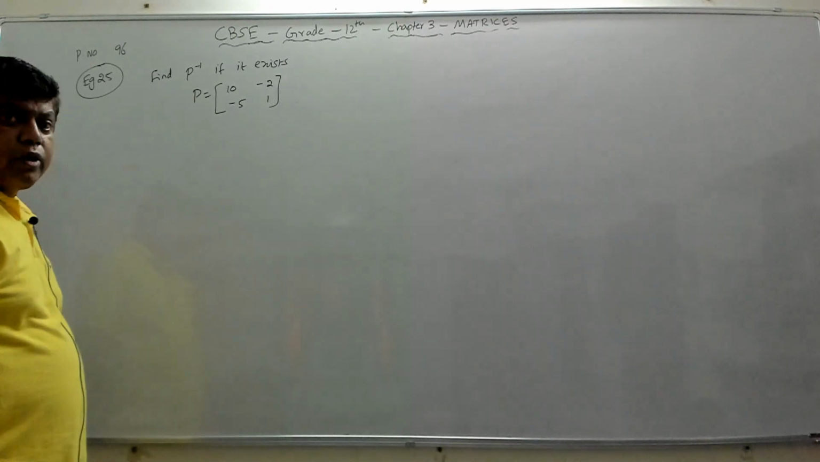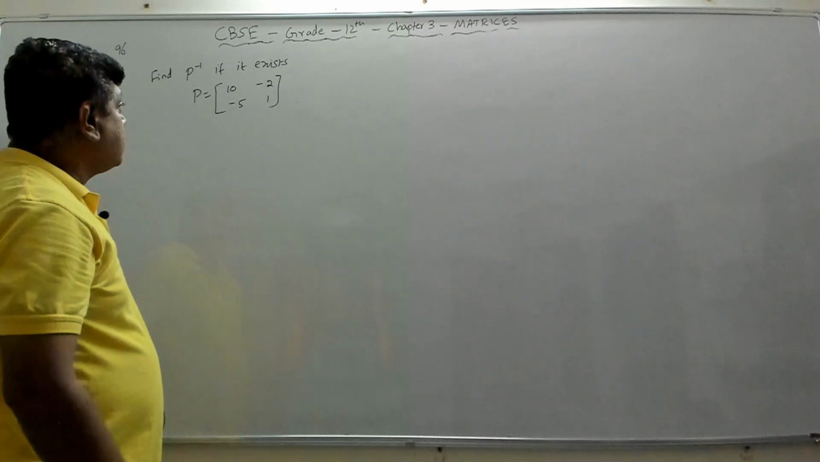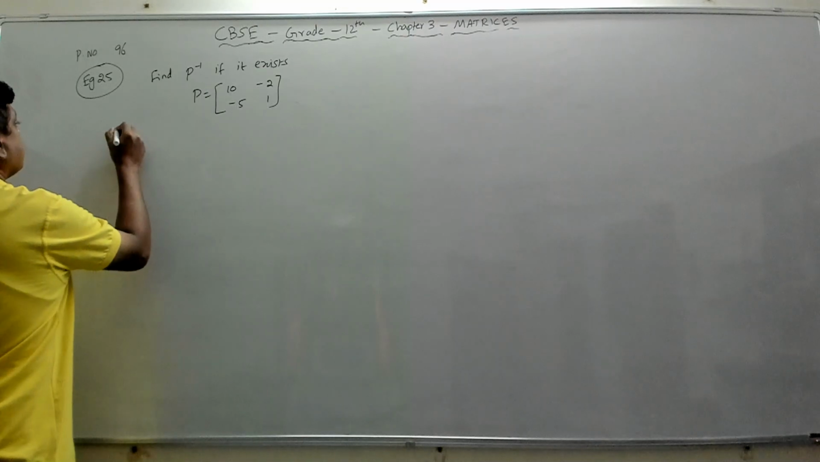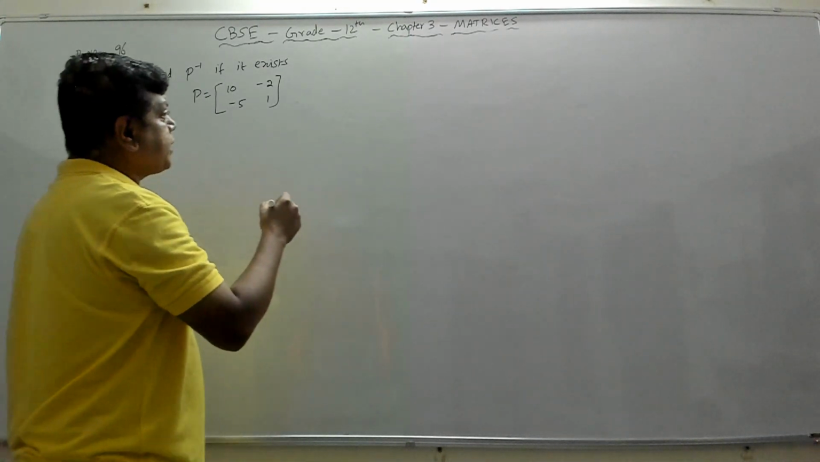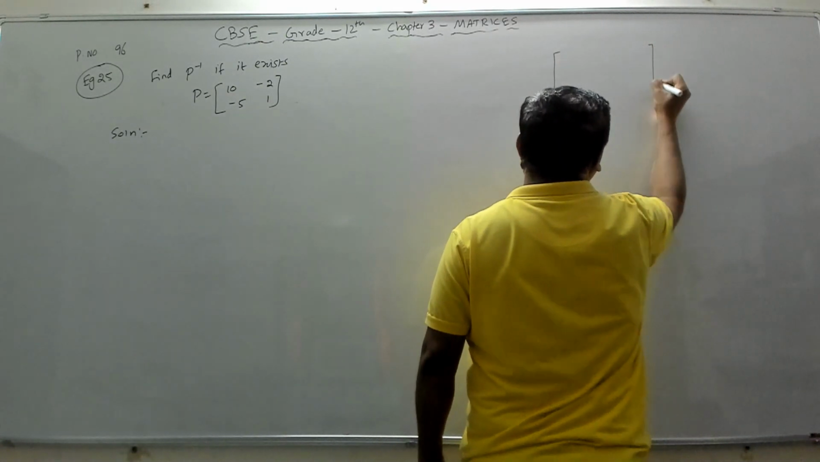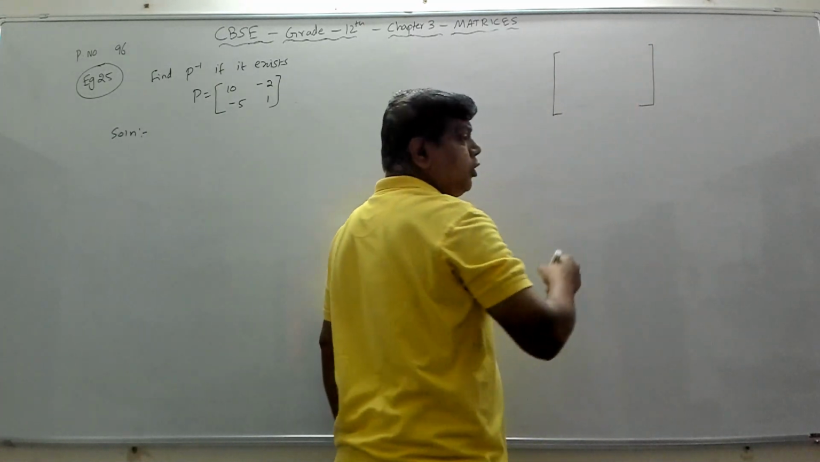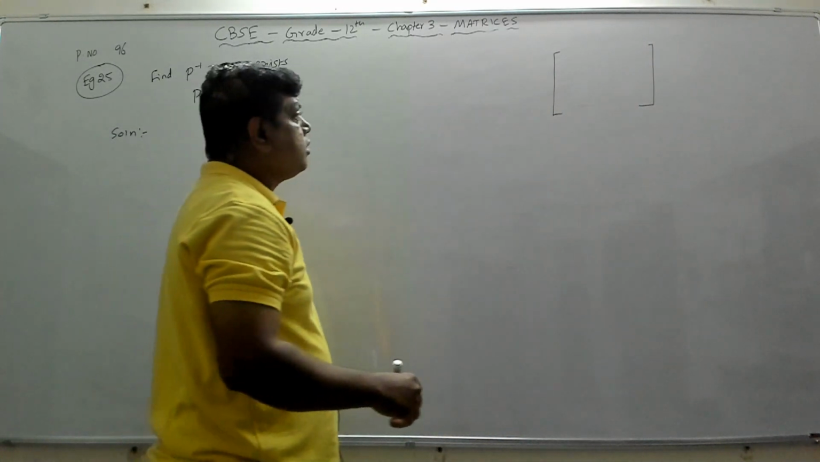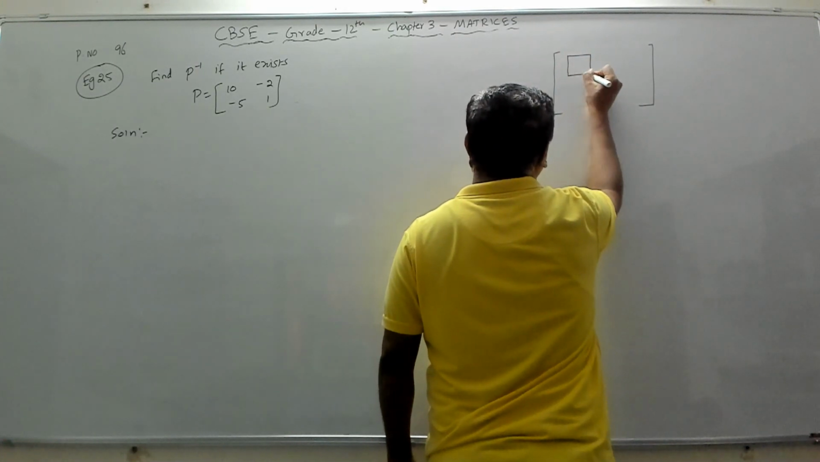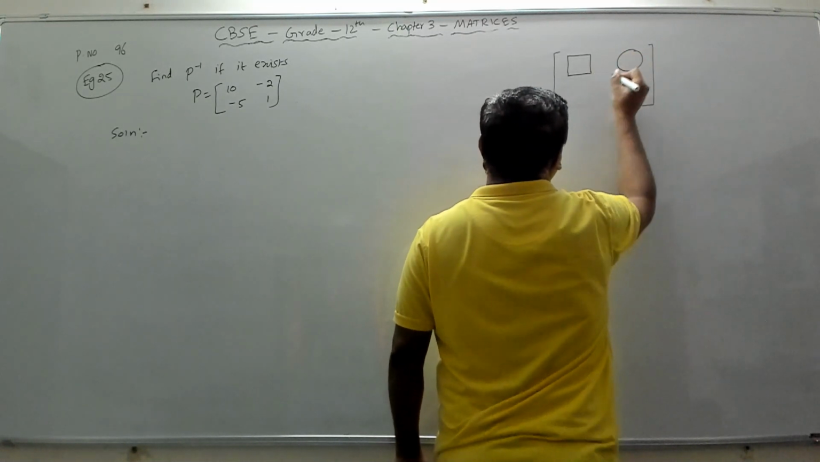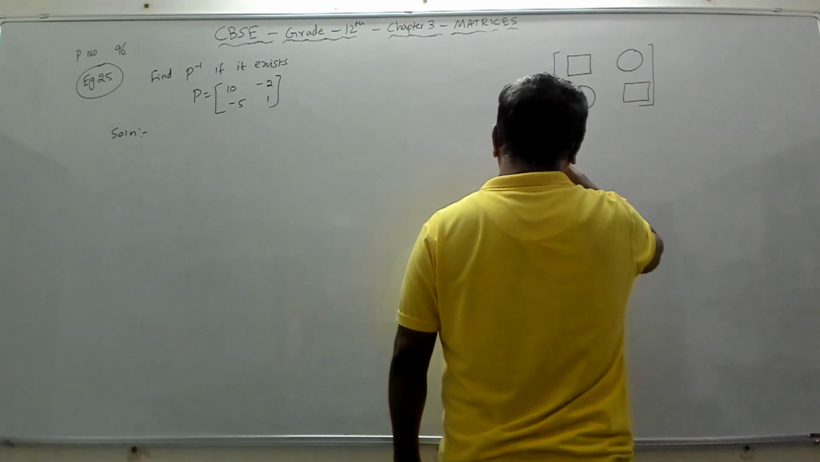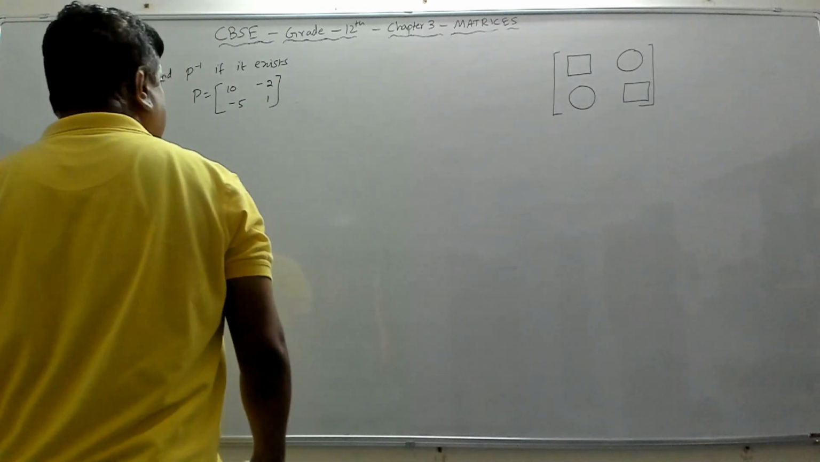So we will use elementary row operations to find the inverse of this P. We can use either elementary row operations or column operations. We'll use row operations. So for row operations on a 2 cross 2 matrix, I was telling you in my previous video the steps that we need to follow to find the inverse of a 2 cross 2 matrix. So the first step is, if I put a box, then it is 1. If I put a circle, it is 0. This is also a circle, 0. This is also a box.